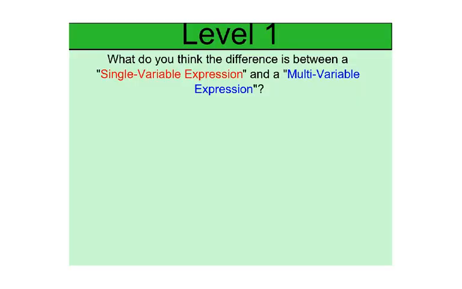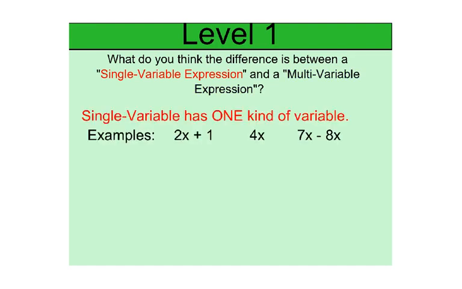So yesterday, or in the last lesson, if you watched it, it was on single variable expressions. Single is another way to say one. When we look at these examples, single variables have one kind of variable, one kind. That's important there. Not that it has just one variable, but one kind. This one has an x. This one has an x. This one, even though it has two x's, is still just one kind of variable.